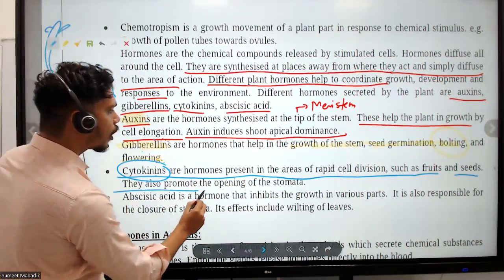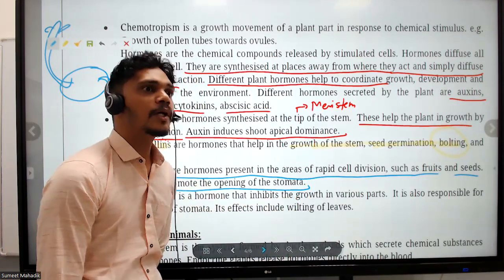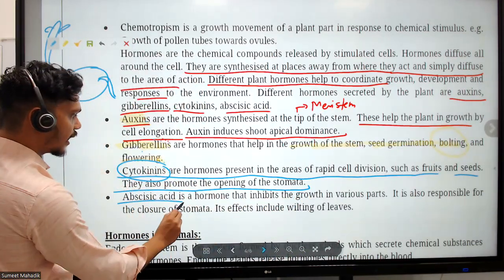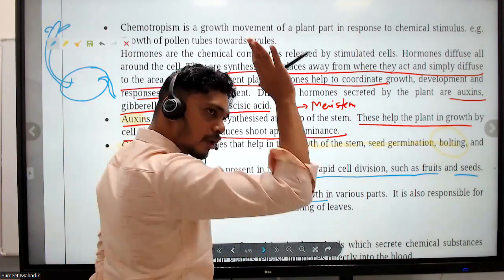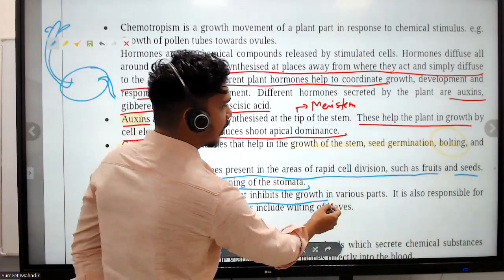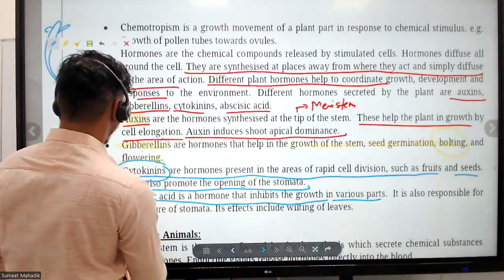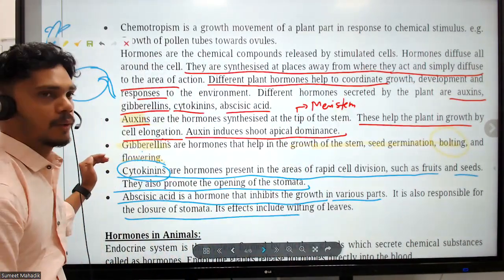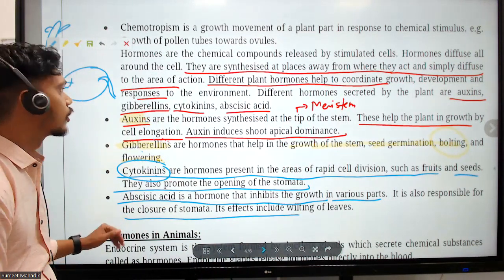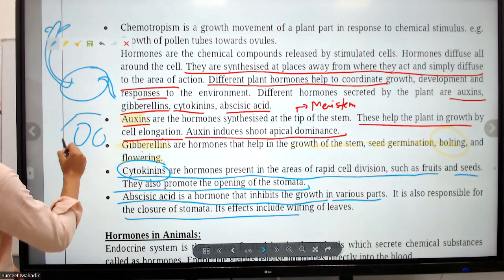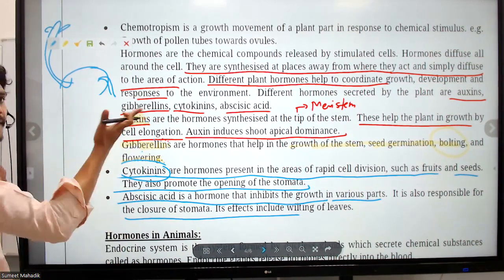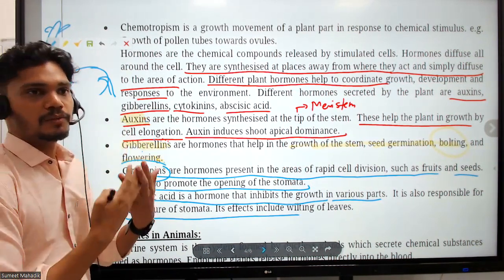They also promote the opening of the stomata. Who is responsible for opening of stomata? Cytokinin. Abscisic acid is a hormone that inhibits growth. If you want to stop the growth in various parts, it is also responsible for the closure of stomata. Opening of stomata, cytokinin. Closure of stomata, abscisic acid. Do you know what stomata are? Tiny pores found in the lower epidermis of the leaf, responsible for exchange of gases.